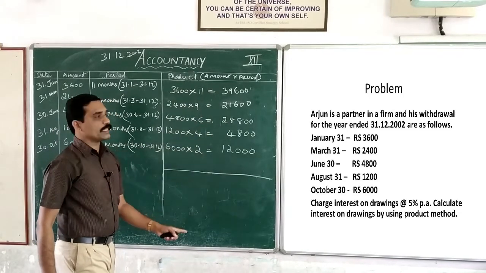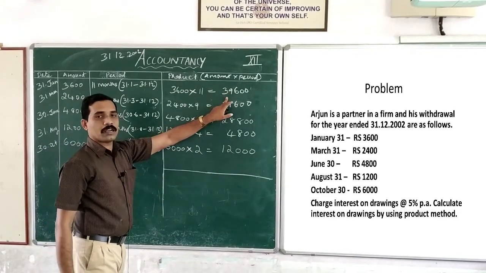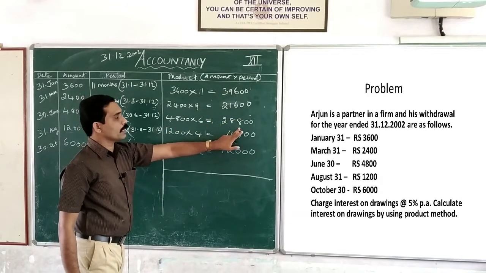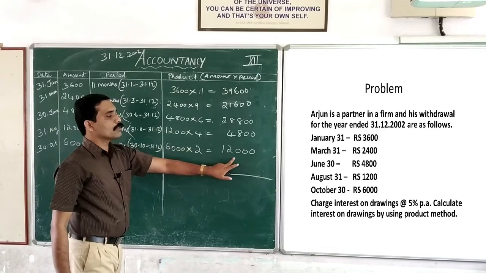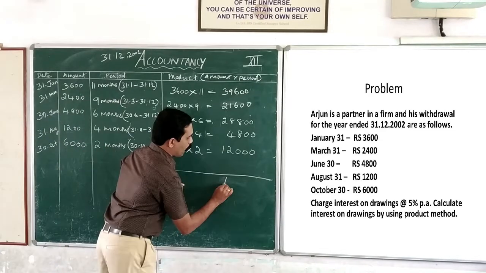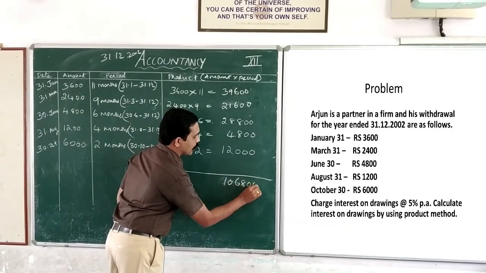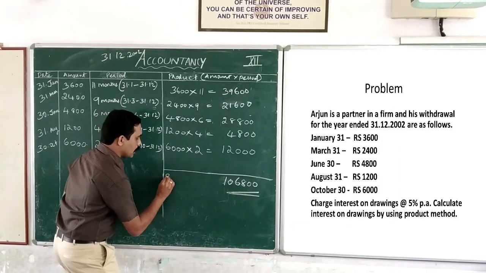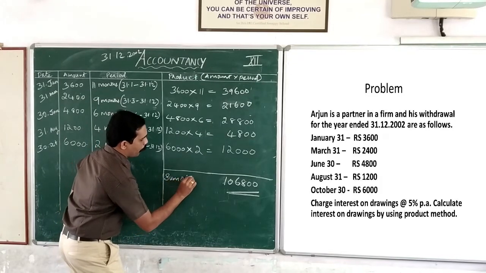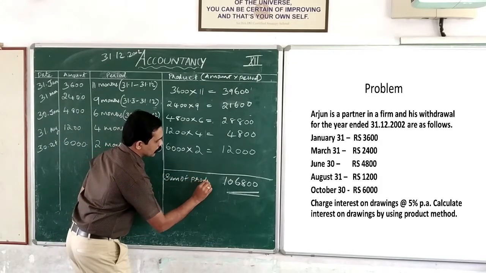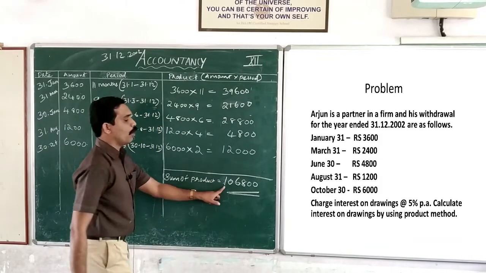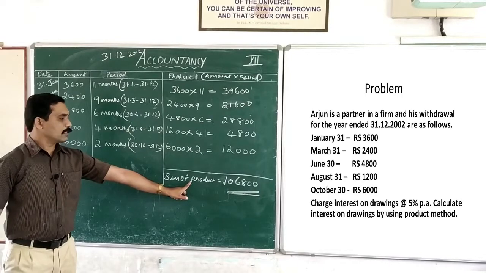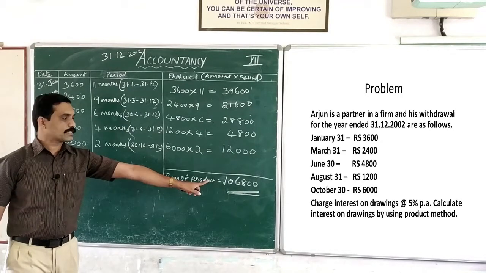After that, we want to add these products. That is the first one, 39,600 plus 21,600 plus 28,800 plus 4,800 plus 12,000. Total 1,06,800. So we can write sum of product is equal to 1,06,800. This is the sum of product amount.